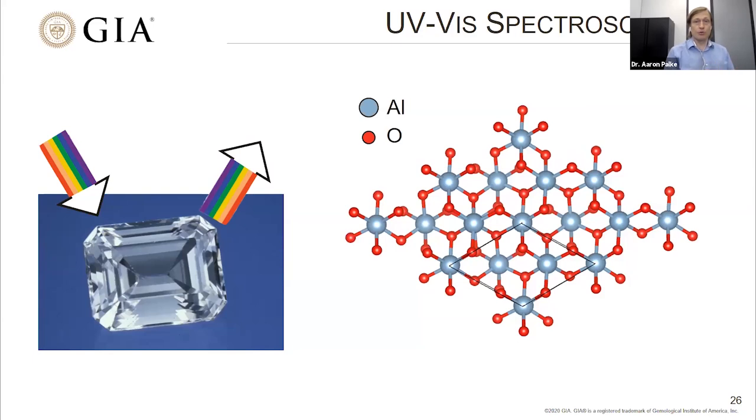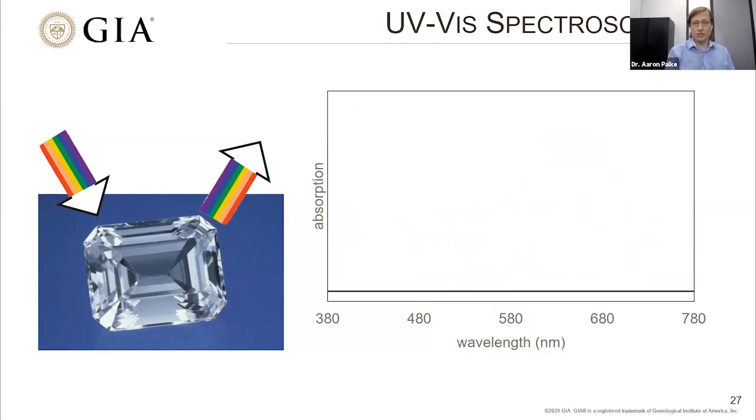The crystal structure is composed of aluminum and oxygen atoms, shown as the blue and the red balls, respectively. The thing is, though, aluminum and oxygen don't really interact with visible light at all. So if we were to collect a UV visible absorption spectrum of pure colorless corundum, this is what you would get. You would get a flat line across the entire wavelength range of the UV visible spectrometer. You wouldn't see any absorption from this stone at all.